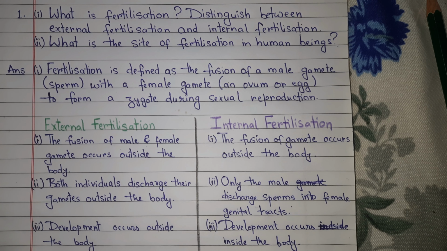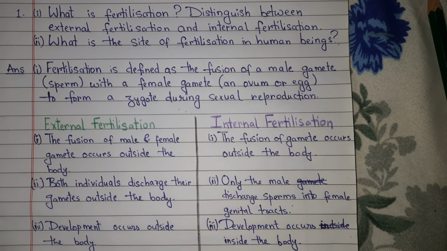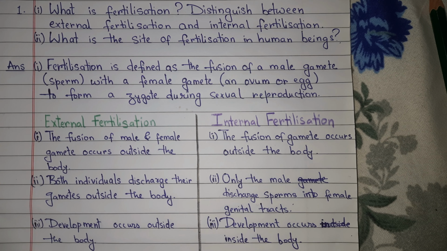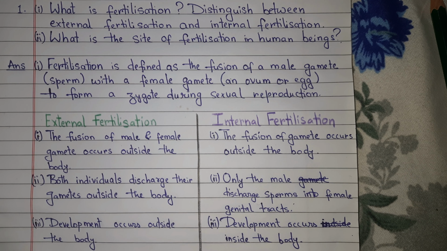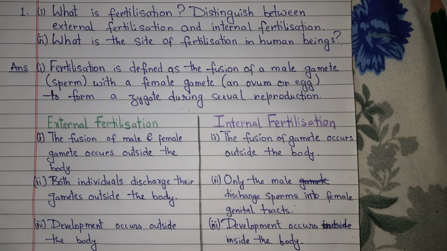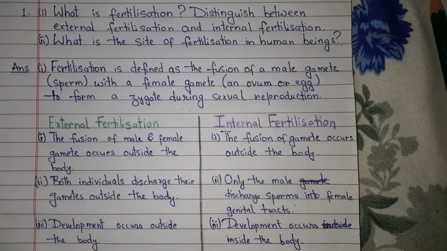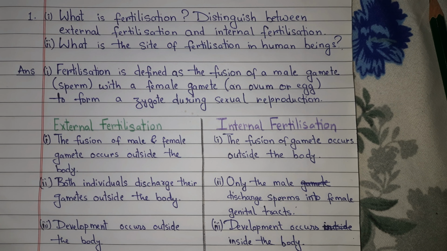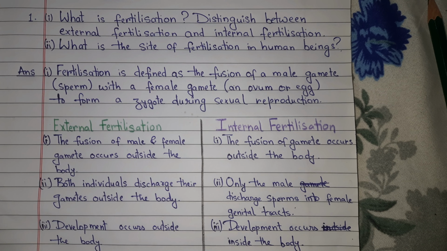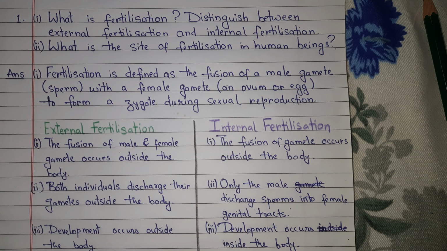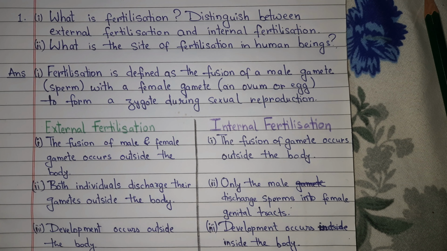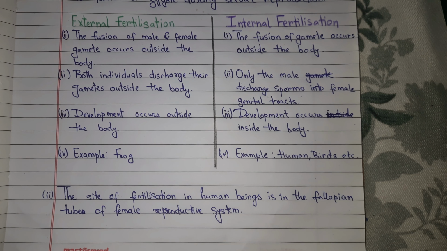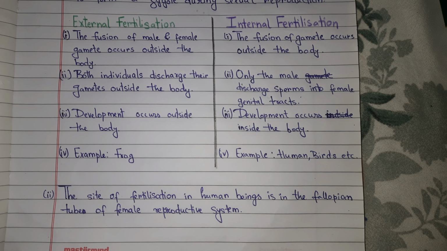Now let's begin with internal fertilization. Here the fusion of gametes occurs inside the body. Only the male discharges sperm into the female genital tract. Development occurs inside the body. What is happening? The fusion is happening inside the female body. Here the example is human beings, etc. The site of fertilization in human beings is the fallopian tube of the female reproductive system.